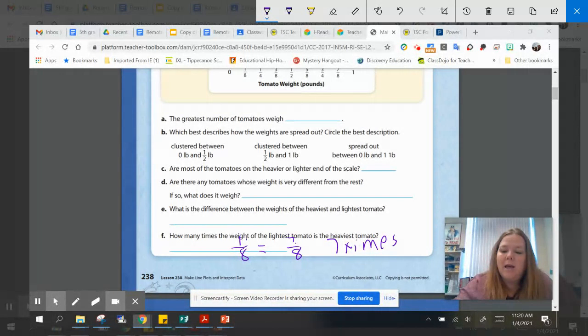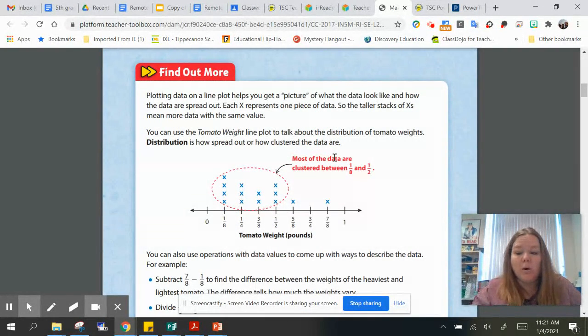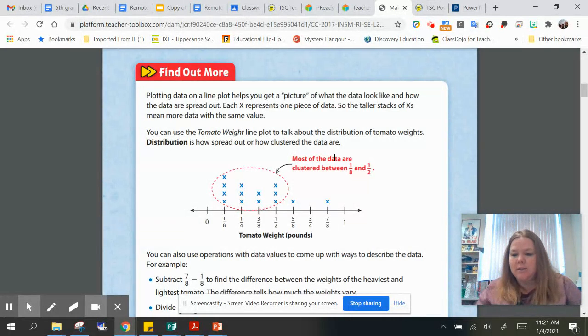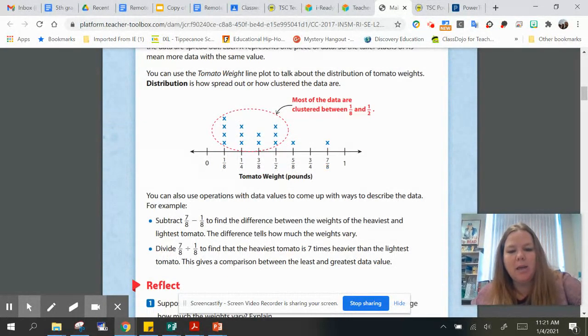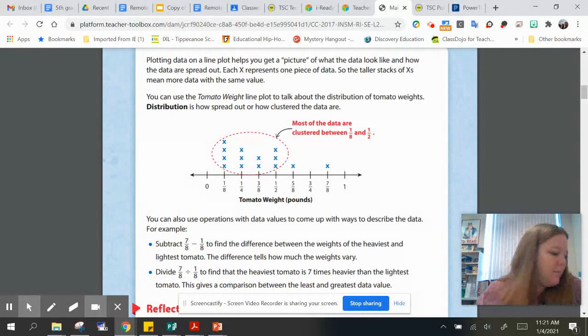Now we are going to scroll to the next page. It says find out more. Plotting data on a line helps you get a picture of what the data looks like and how the data are spread out. Each X represents one piece of data. So the taller stacks of X's means more data. It shows us the same line plot we used on the page before. It says in the red right there, most of the data are clustered between 1/8 and 1/2.